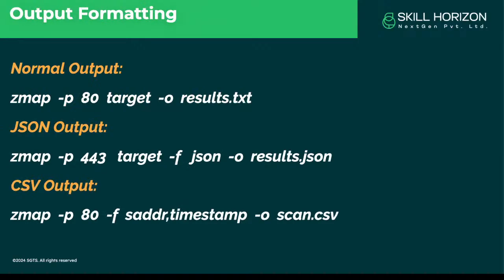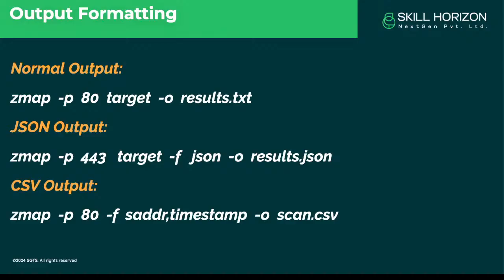Then for the output format, you can store the output in different file formats. If you want to store the output in text format, you can use the option -o for storing the output in txt format. If you want JSON output, then you have to add a flag called -f, then json, and then -o results.json. And if you want CSV output, then you have to use that command. That command is written here, right?